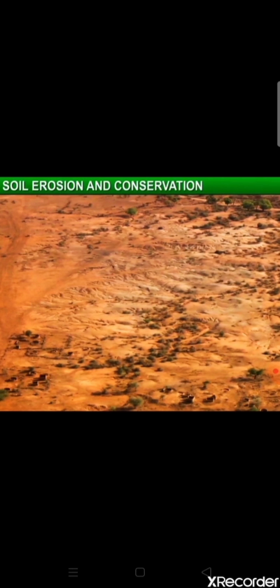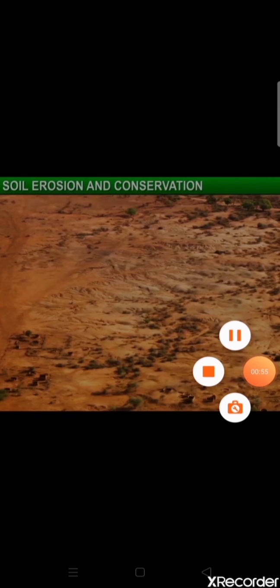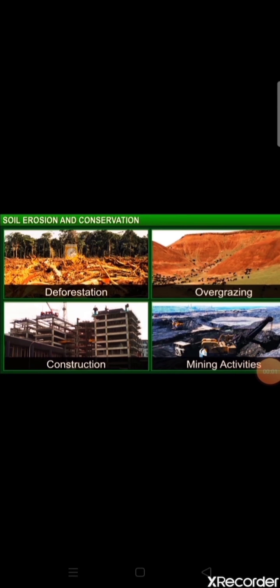So let's start. First we will see the meaning of soil erosion. What is soil erosion? Soil erosion is the washing or blowing away of the top layer of soil. And what is the top layer? The topsoil is the top layer of the soil where we grow the crops, and this top layer is most fertile. There are two factors responsible for soil erosion.